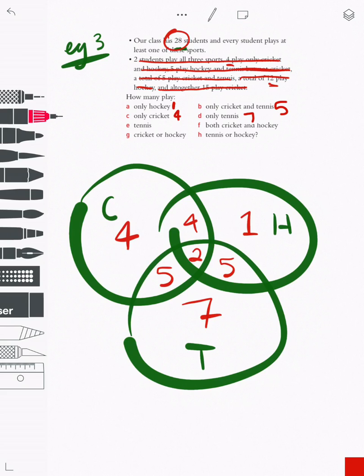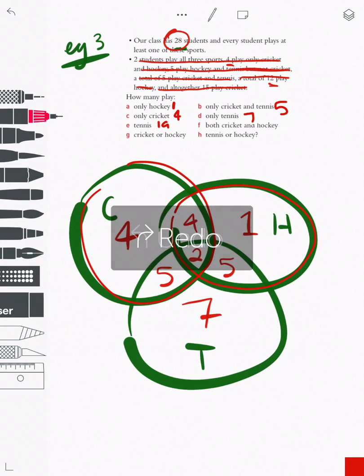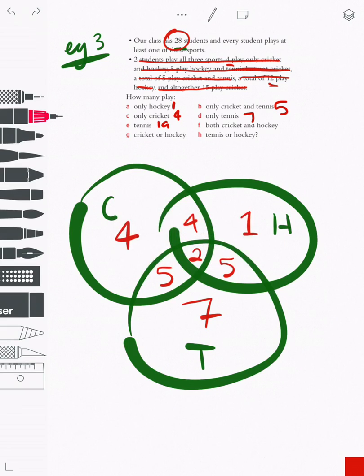How many play tennis altogether? Tennis altogether is the whole circle, the whole tennis circle. So I have 7 plus 5 plus 2 plus another 5, which gives me 19. How many play both cricket and hockey? That means the whole cricket circle and the whole hockey circle. So in order to do that, I'm going to add all of the numbers in those circles: 4 plus 2 plus 5 plus 5 plus 1. And I get the answer as 21.